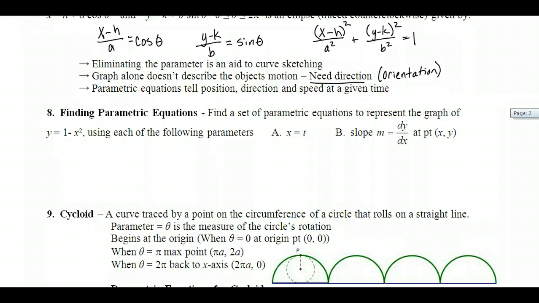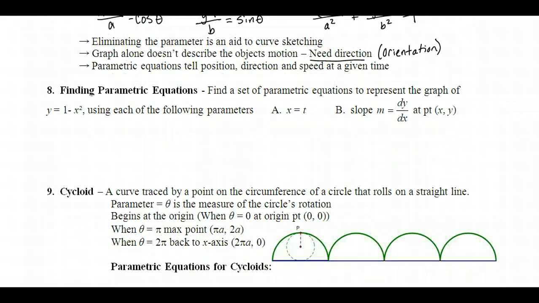So, yeah, that's kind of the gist of it. If we have to go the other way and make a parametric equation, so basically we want to find a set of parametric equations to represent the graph of y equals 1 minus x squared. Well, we have the one that we used above, but that isn't the only set of parametric equations.